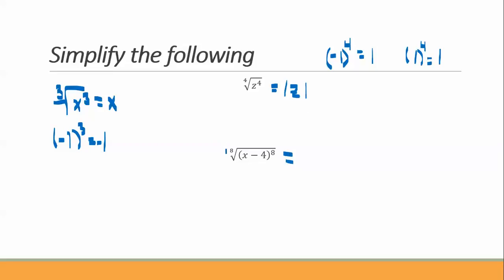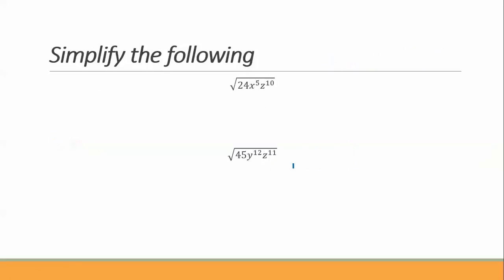So this is the 8th root of x minus 4 to the 8th. 8 is even, so we have to have the absolute value of x minus 4. But if the power and the index are the same, it's just what's underneath. So the 8th root of x minus 4 to the 8th is the absolute value of x minus 4.